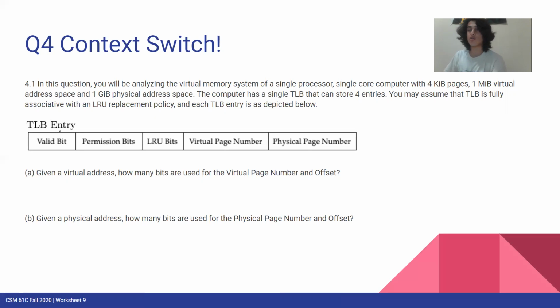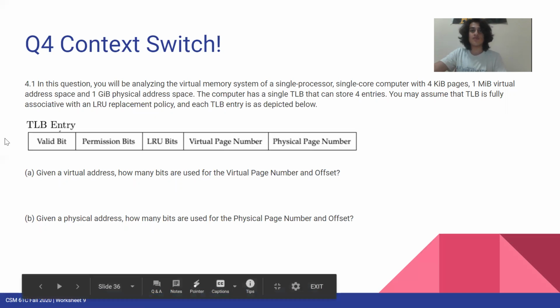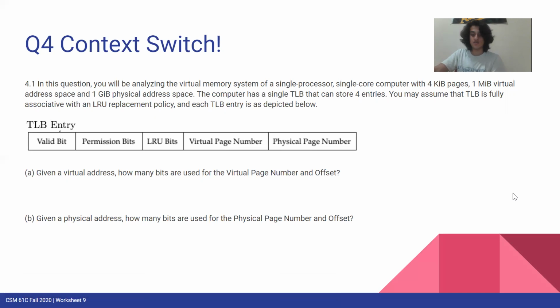So for an actual problem, we're analyzing some virtual memory system. We have a single core computer with 4 KB pages, 1 MB virtual address space, and 1 GB physical address space. The computer has a single TLB that can store 4 entries. You may assume the TLB is fully associative with an LRU replacement policy, and each TLB entry is of this form, with a valid bit and all of this. Given a virtual address, how many bits are used for the virtual page number?